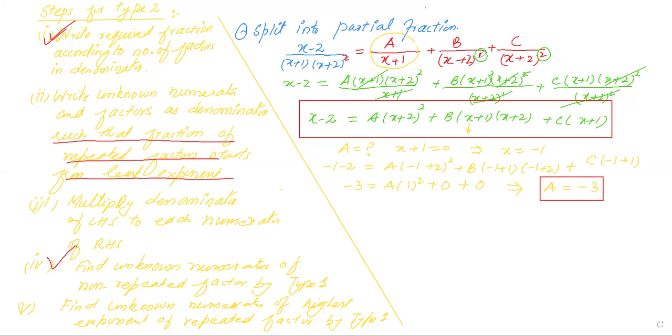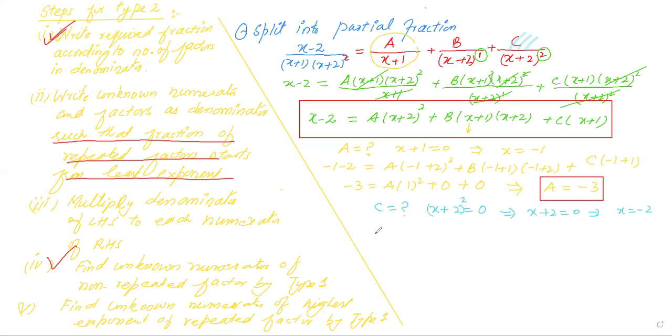x plus 2 raised to power 1 is over here in the case of B, and x plus 2 whole square in the case of C. So I have to observe the C over here, and I can find the value of C by the type 1 method. How? To find the value of C, you have to put x plus 2 equal to 0. By taking square root on both sides, I will get x plus 2 equal to 0, and then x is equal to minus 2.